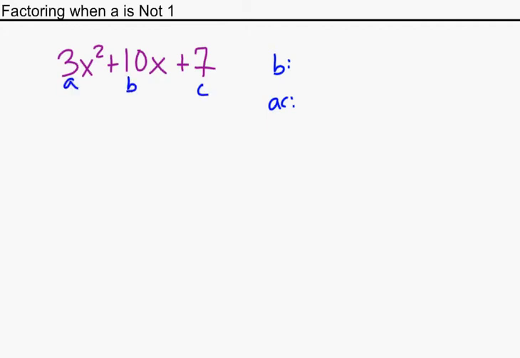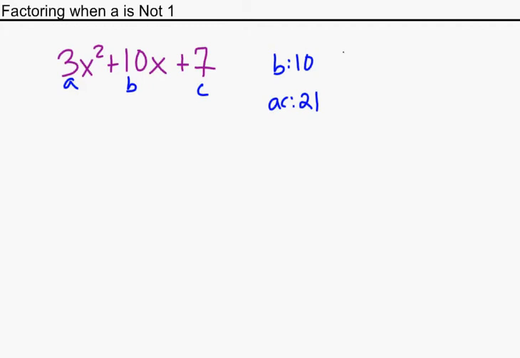For the second one, I want to start out again with a quadratic trinomial. It's going to be 3x squared plus 10x plus 7. And I go through my list of possibilities. Can I use GCF? No. Can I use a equals 1? No. So I have to use a is not equal to 1, where I look for factors of AC that add up to b. In this case, a is 3, b is 10, c is 7. So factors of 21 that add up to 10.